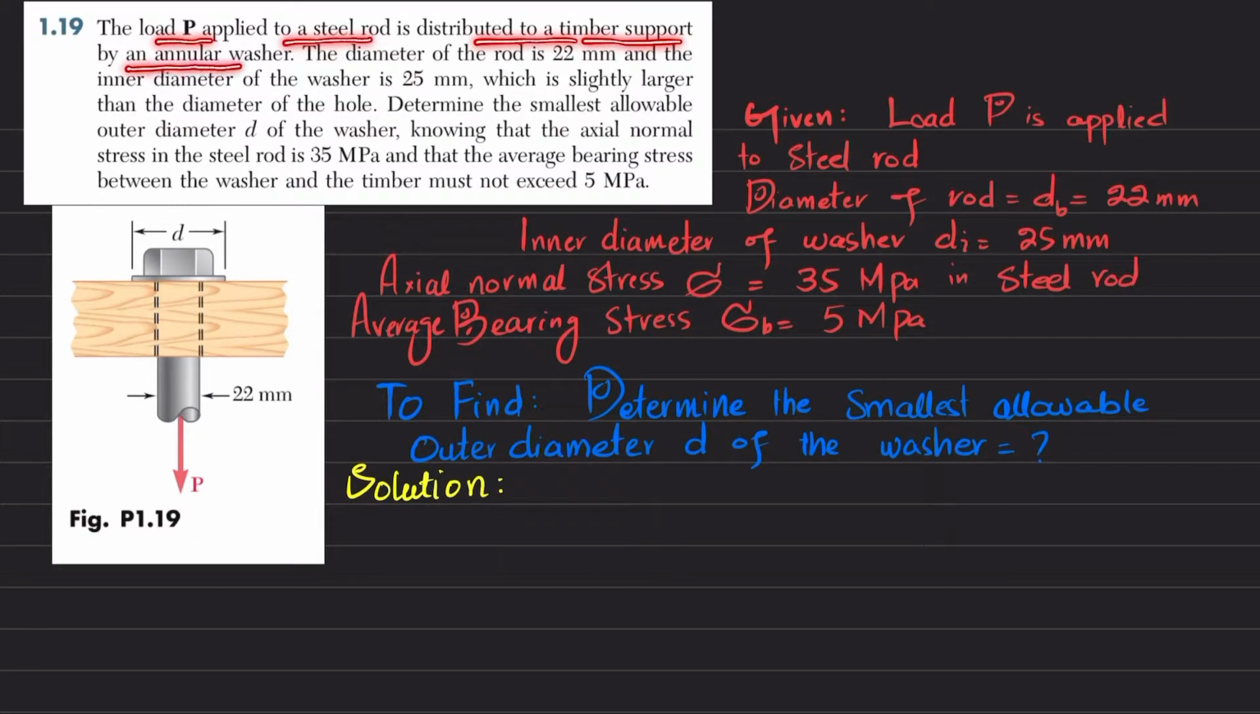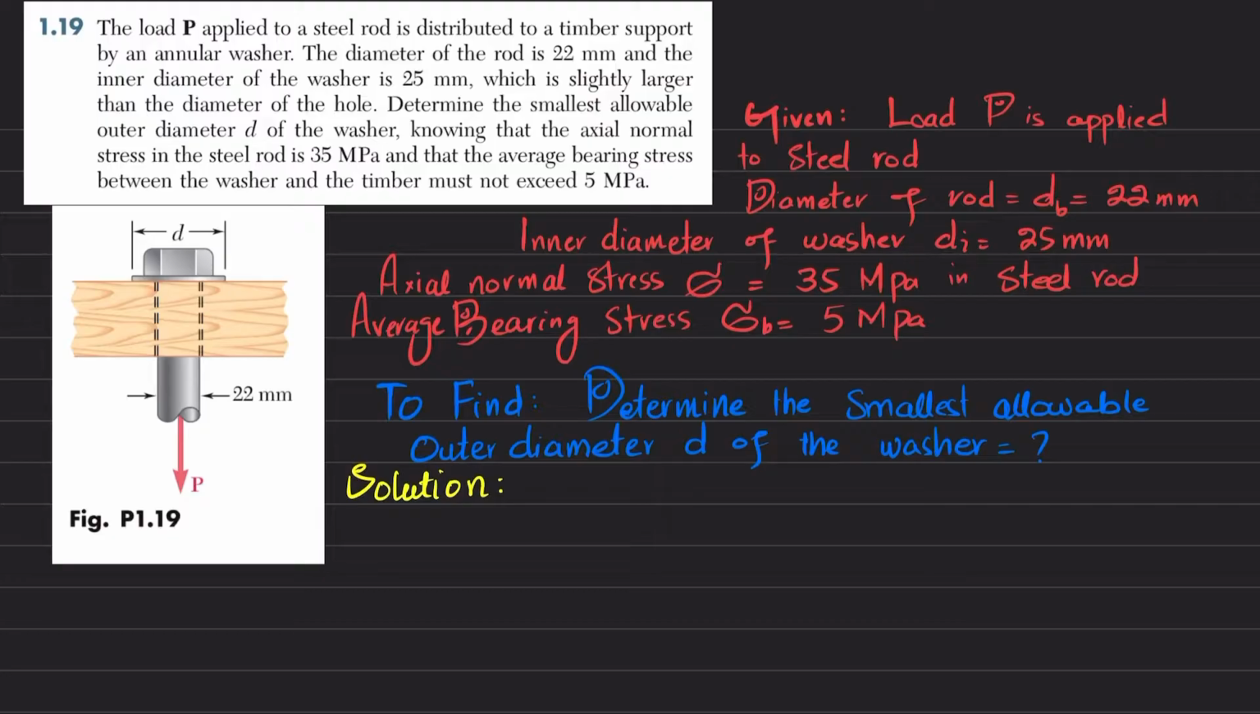Problem 1.19. The statement is: the load P applied to a steel rod is distributed to a timber support by an annular washer. The diameter of the rod is 22 millimeter and the inner diameter of the washer is 25 millimeter, which is slightly larger than the diameter of the hole. Determine the smallest allowable outer diameter D of the washer, knowing that the axial normal stress in the steel rod is 35 megapascal and that the average bearing stress between washer and timber must not exceed 5 megapascal.